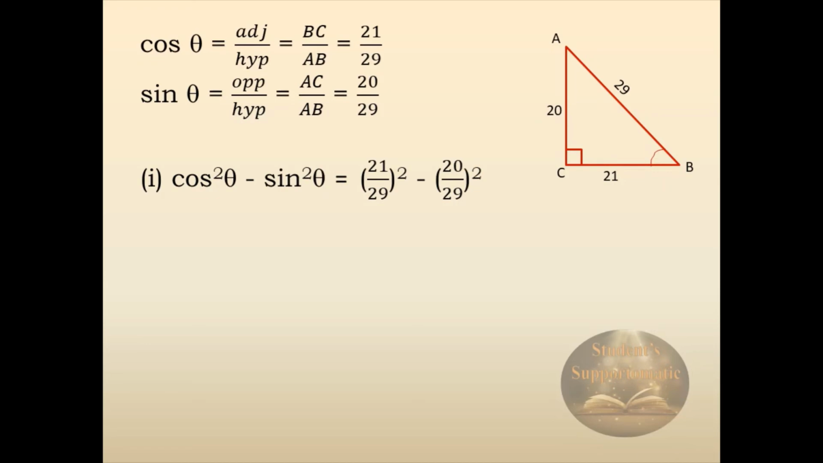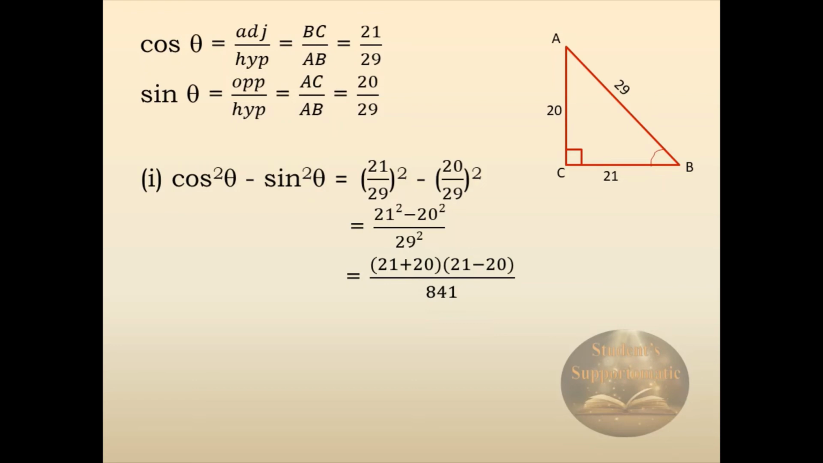Similarly, the same as previous. We'll write cos square theta as 21 by 29 its whole square, minus 20 by 29 its whole square. The denominator is the same, so 29 square is common, and 21 square minus 20 square. We can use the square numbers, 441 and 400, but we can also use the formula a square minus b square is equal to a plus b into a minus b. So here I am using that formula.